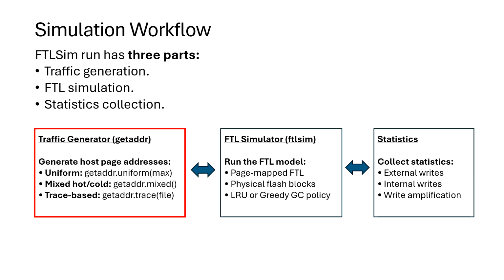The second is if I want a mixed hot and cold user space. In that case we have to use getAddress.mixed. There are a lot of arguments in that, which is why I skip those, but we can provide how much address space we want to use for the hot and how much for the cold.